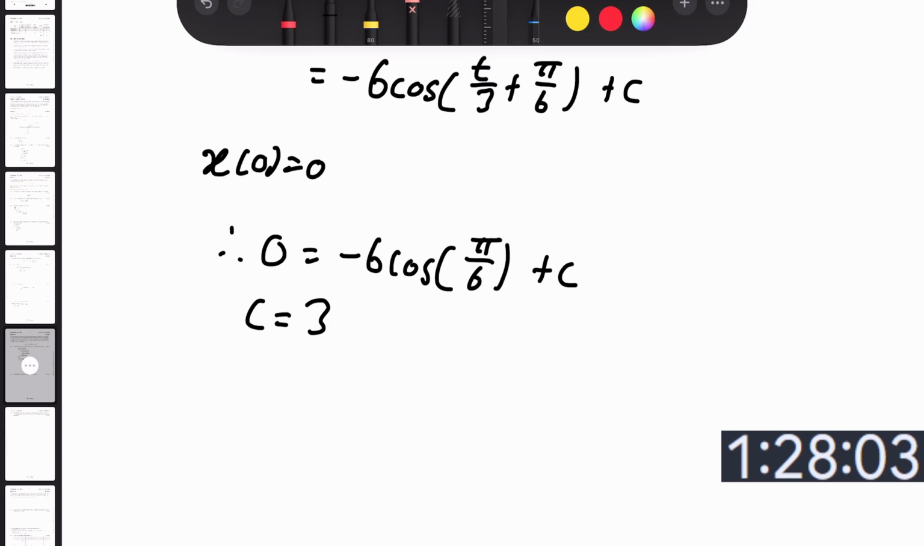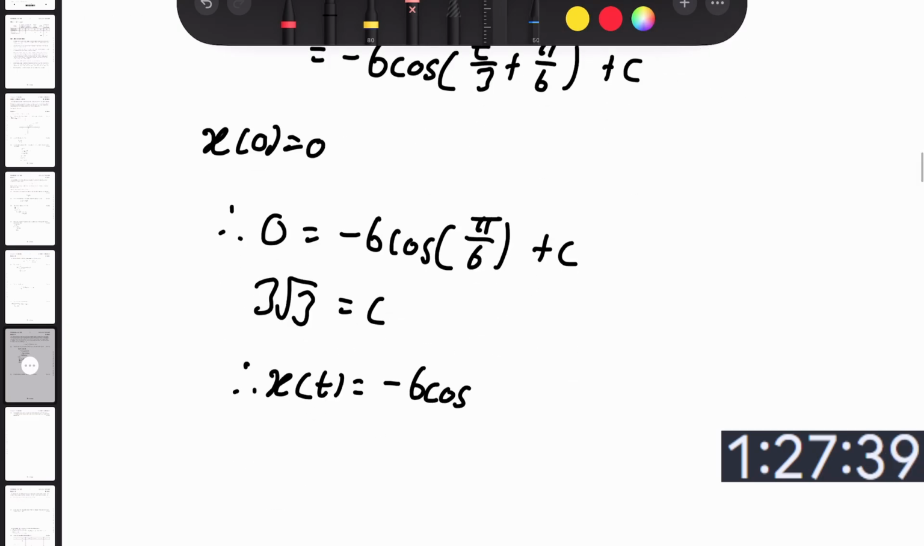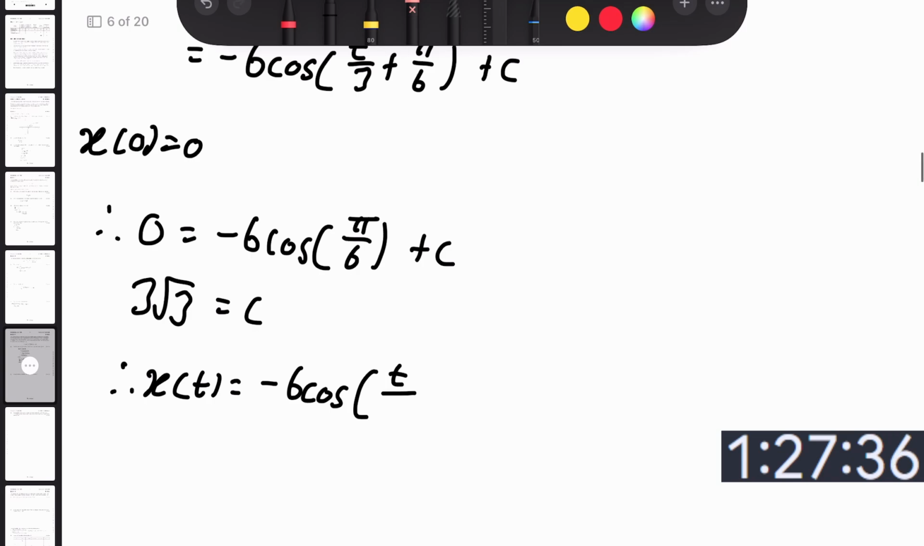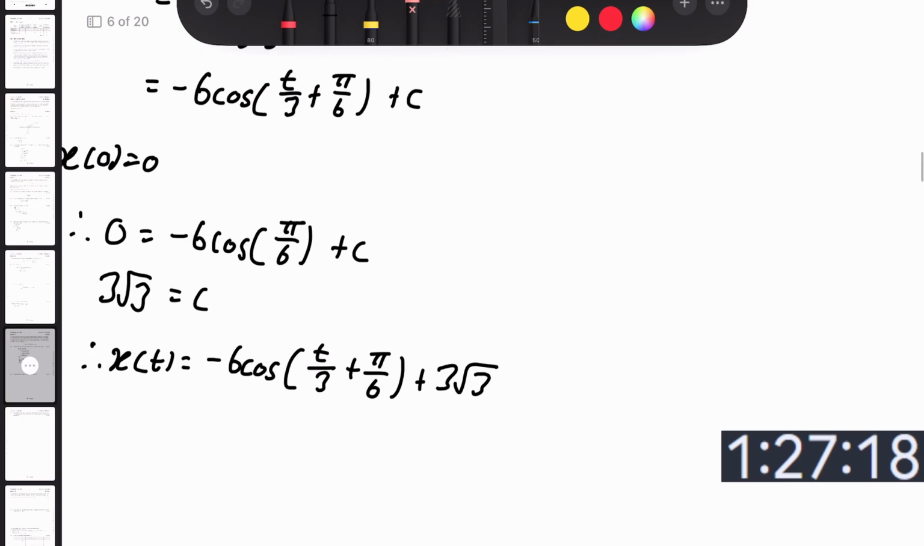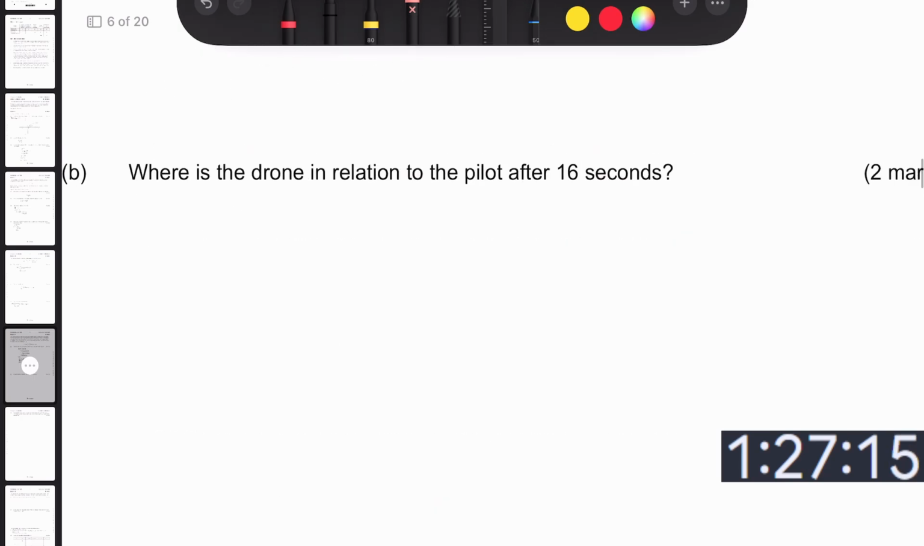Let me just make sure. Cosine of pi on 6 standard in radians. Oh wait, yes, that's 30 degrees. So this is going to be 3 square root of 3, because this is actually square root of 3 on 2, equal to c. Therefore x of t is going to be equal to negative 6 cosine of t on 3 plus pi on 6, plus 3 square root of 3.